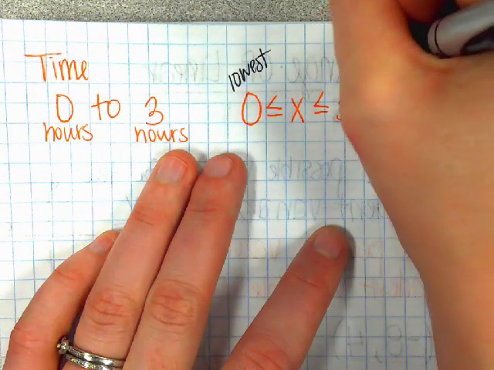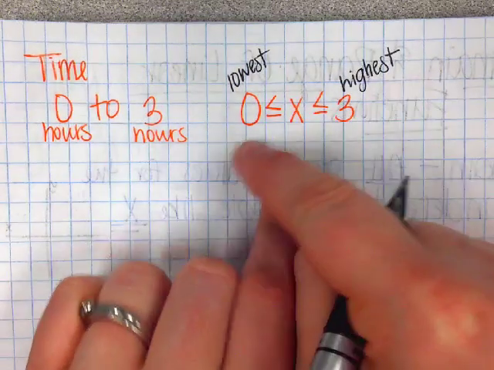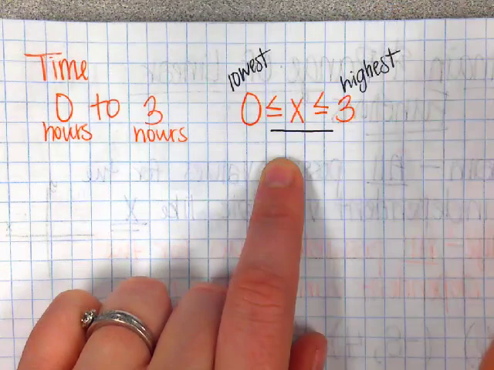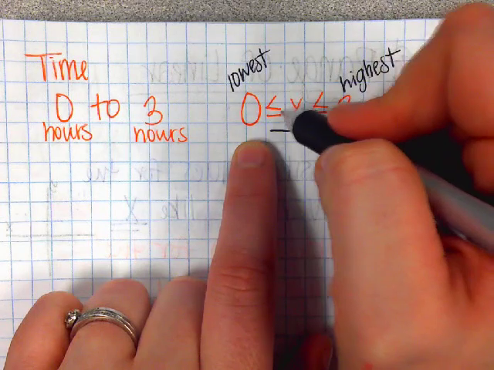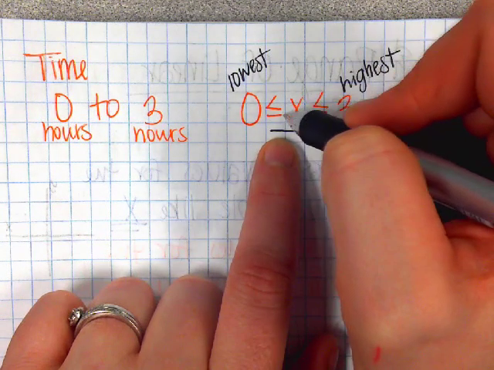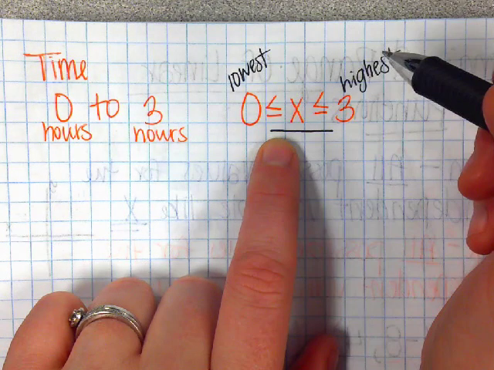You always write it like this. This is your lowest. This is your highest. So if there is a highest, that's when you have to write it like this. Notice x is just sandwiched in the middle. The 0 is less than your x, which is less than or equal to 3.